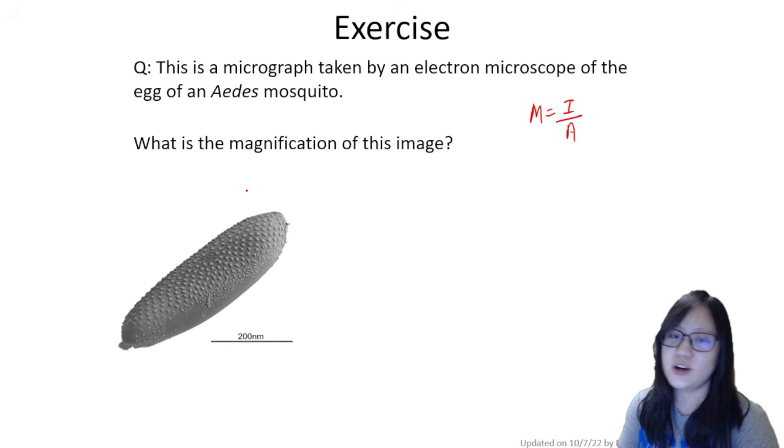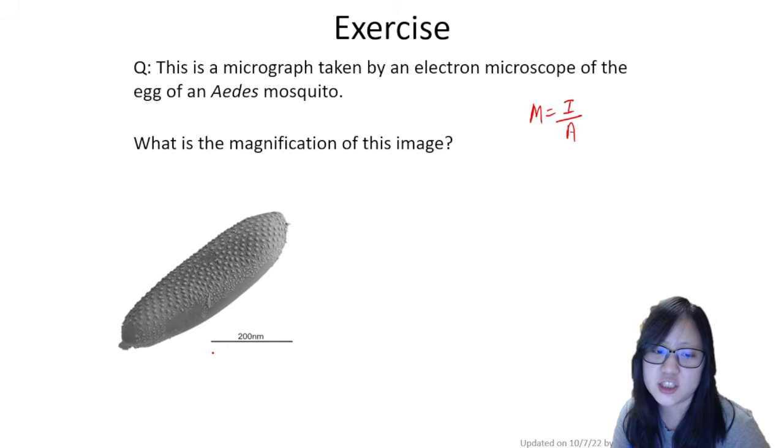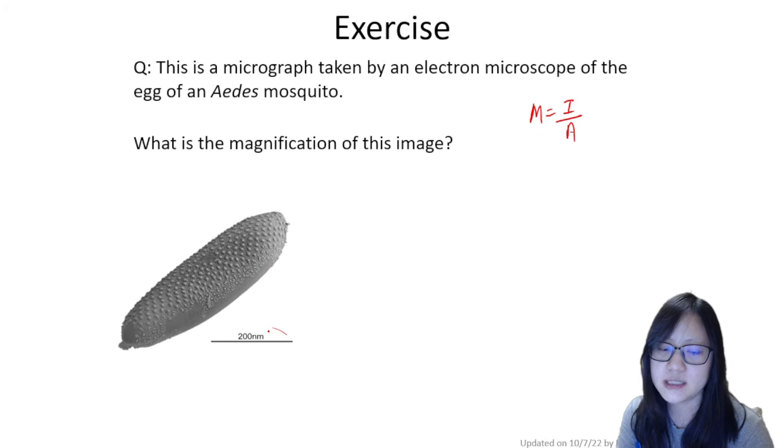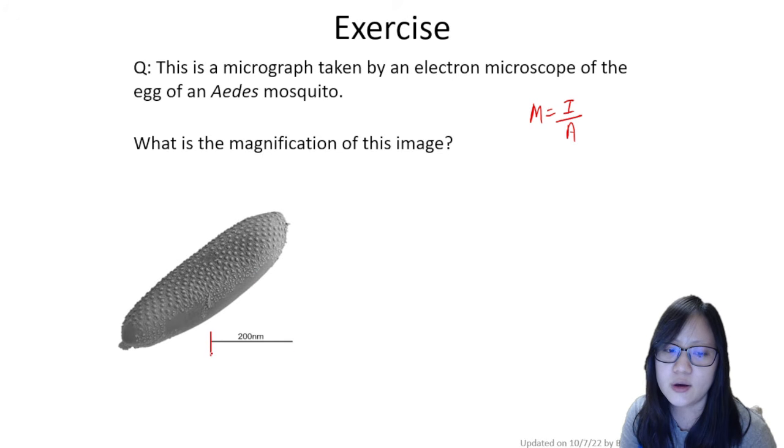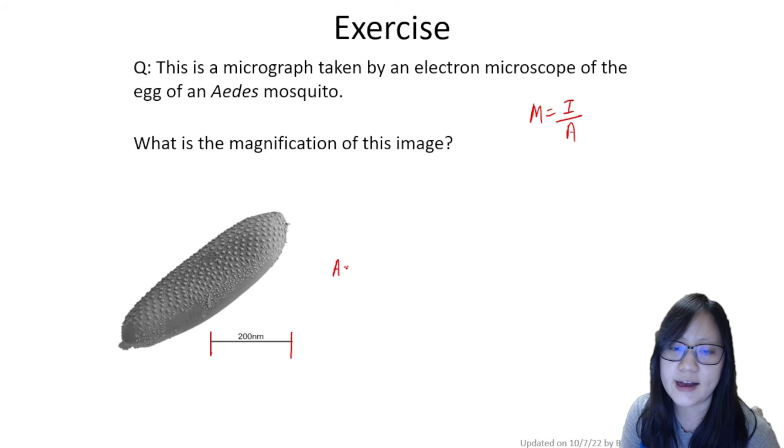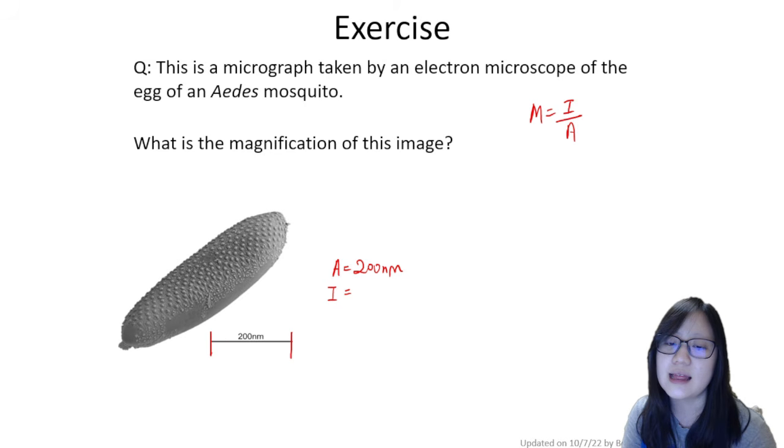So the only piece of information they give you is actually the scale bar right here. This scale bar is something that you see in maps as well. It's telling you that this length on the diagram is equivalent to 200 nanometers. So basically this here is actual 200 nanometers. What is the image size? The image size is the literal length of this line.